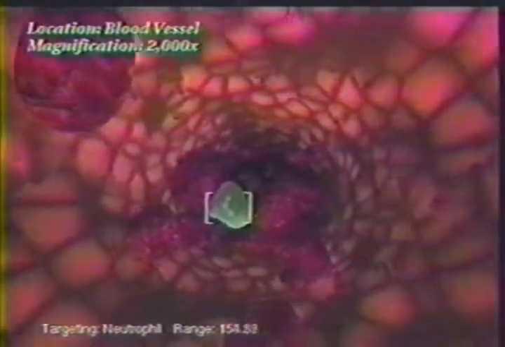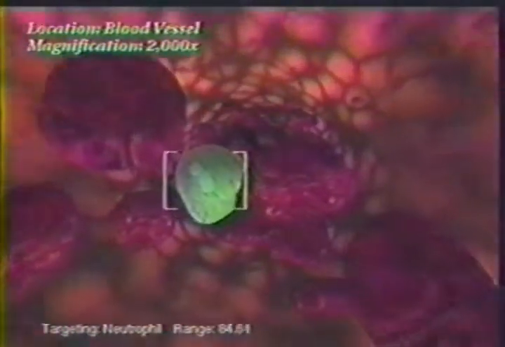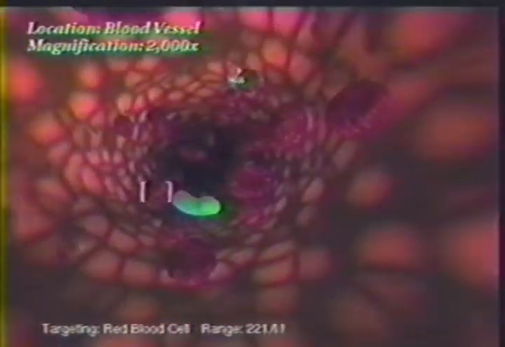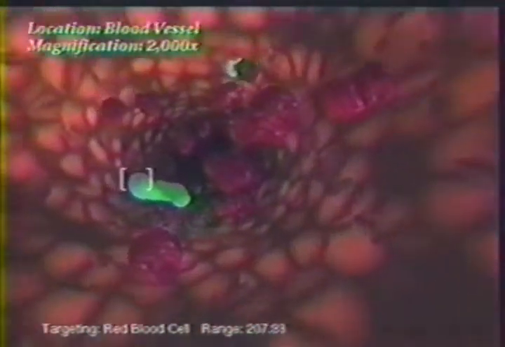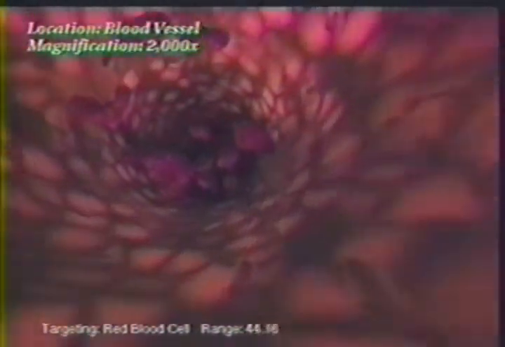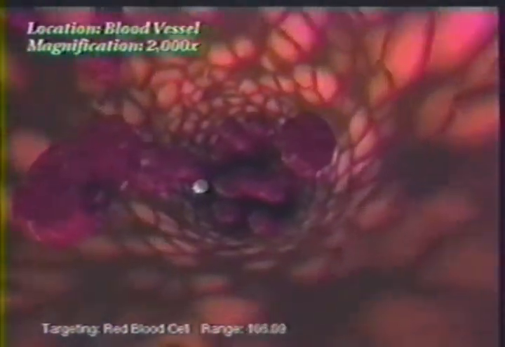We are now approaching a neutrophil. Neutrophils are cells of the innate immune system, which are responsible for inflammation. Differentiation of white blood cells is very difficult and cannot be done visually without close microscopic examination.